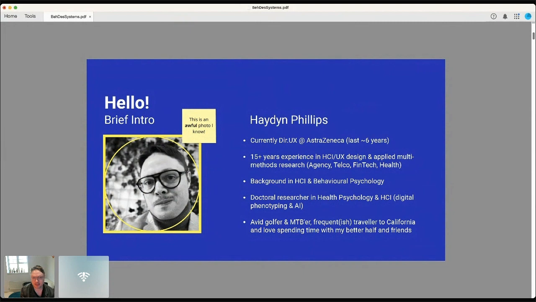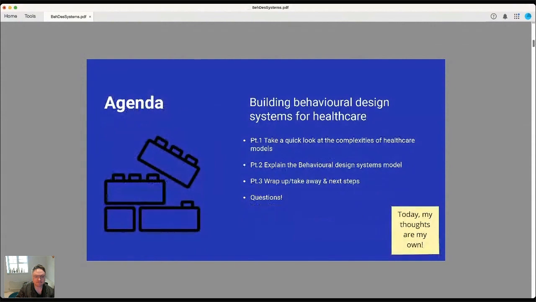Lots of different types of research. I have a background in HCI, computing, behavioral psychology. I'm also a doctoral researcher at the moment in health psychology on HCI. So I'm looking at a fascinating area called digital phenotyping and artificial intelligence. So yeah, if you're interested in that, ping me. I'm always interested to chat to people. I love mountain biking, golfing, and I've got family and friends in California. So that's just a little bit about me.